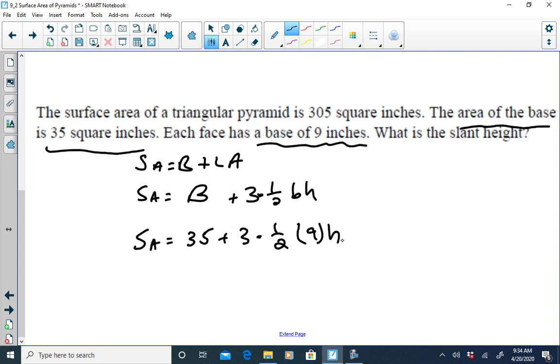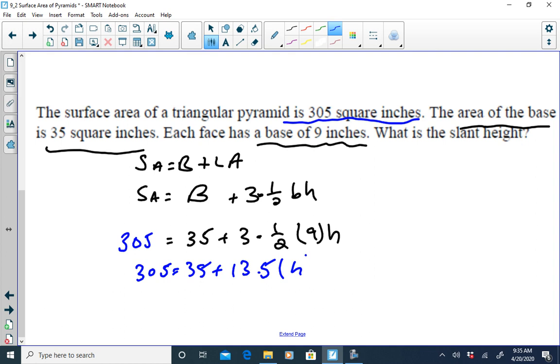We're looking for H. So now we do a little math. We're also told, and this is my bad, that the surface area is 305 square inches. So I should have, at this step here, replaced surface area with 305. We're looking for H. So now our next line is going to look like this. 305 is equal to 35 plus, well, what's 3 times 1/2 times 9? That's 13.5. And then we're still times H.